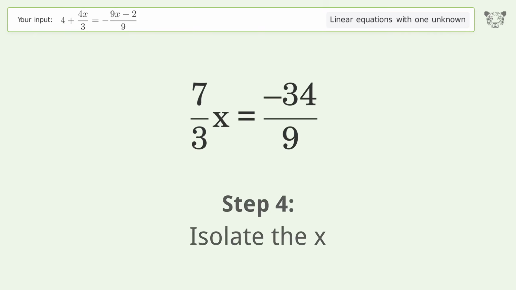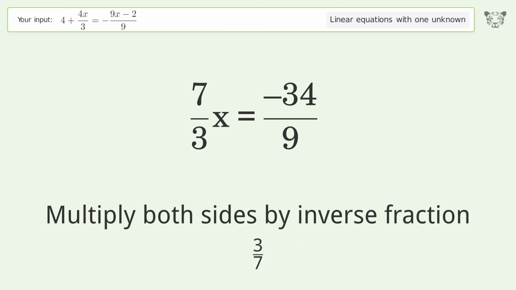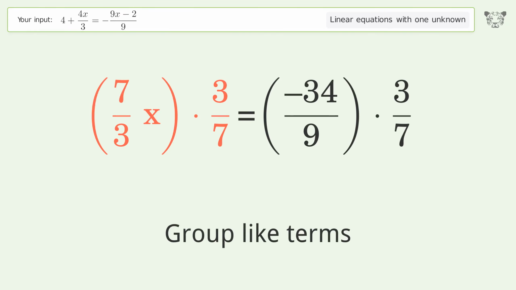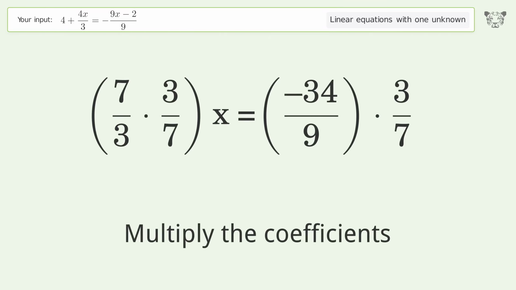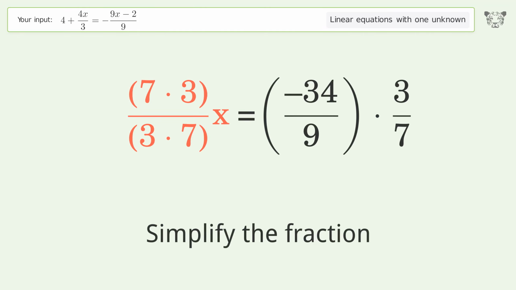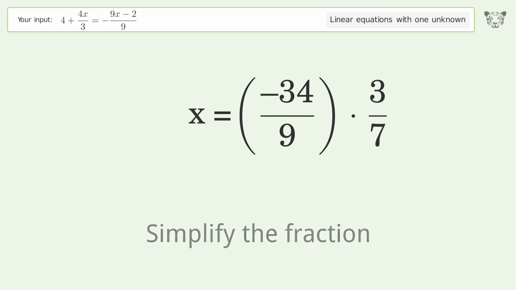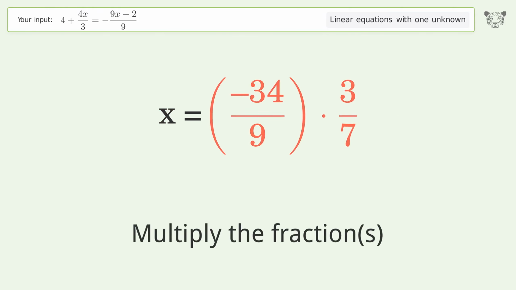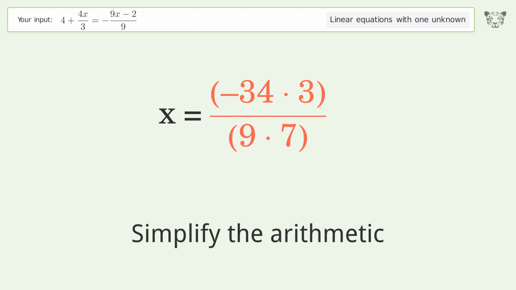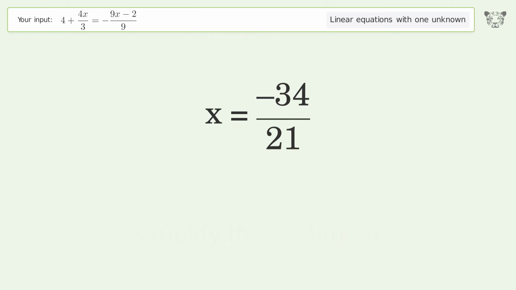Isolate the x. Multiply both sides by inverse fraction 3/7. Group like terms. Multiply the coefficients. Simplify the fraction. Multiply the fractions. Simplify the arithmetic. And so the final result is x equals -34/21.